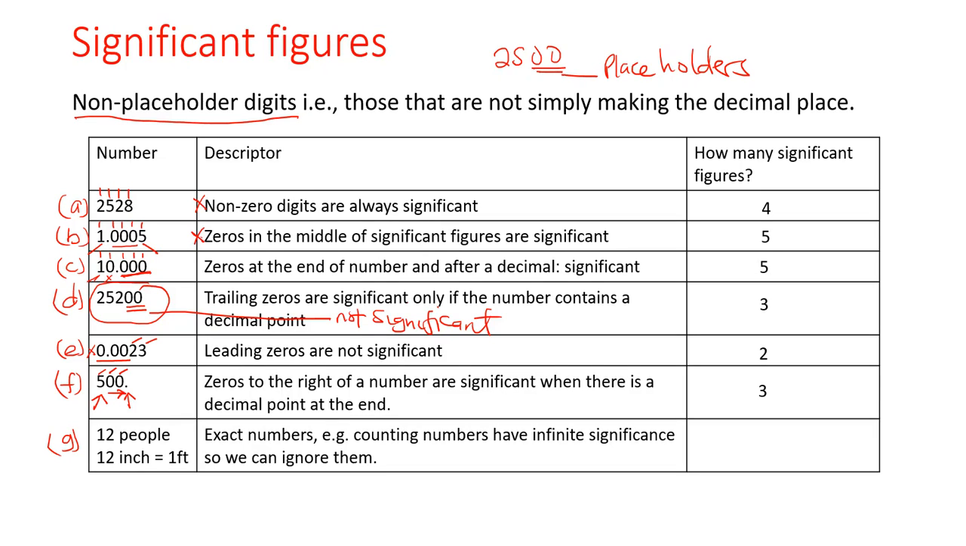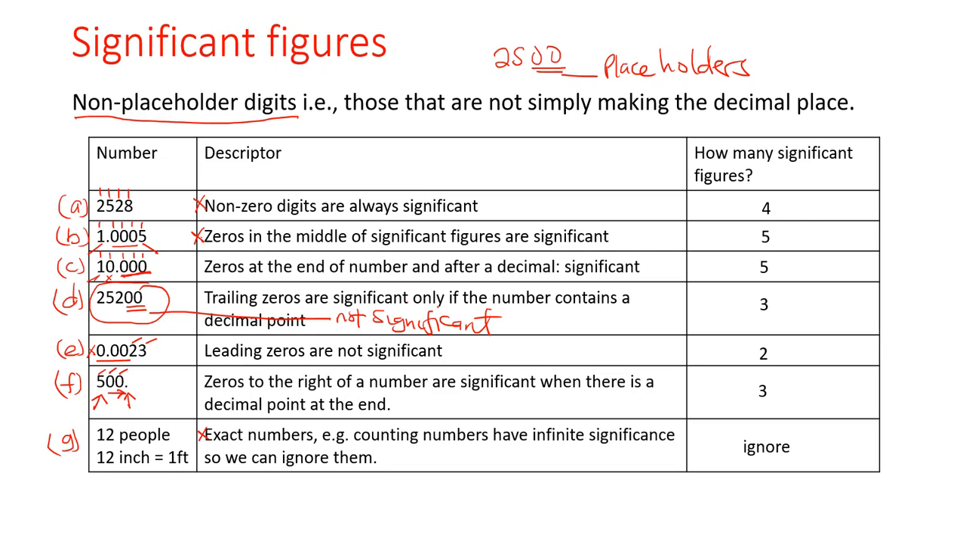Exact numbers, for example, counting numbers. If you say 2 people, 3 people, 5 people, those are exact numbers. Those types of numbers are infinitely significant, so we really don't talk much about them. We can't say report the number of people to 3 significant figures. Or report the number of cows to 2 significant figures. That's impossible because those are counted as exact numbers.